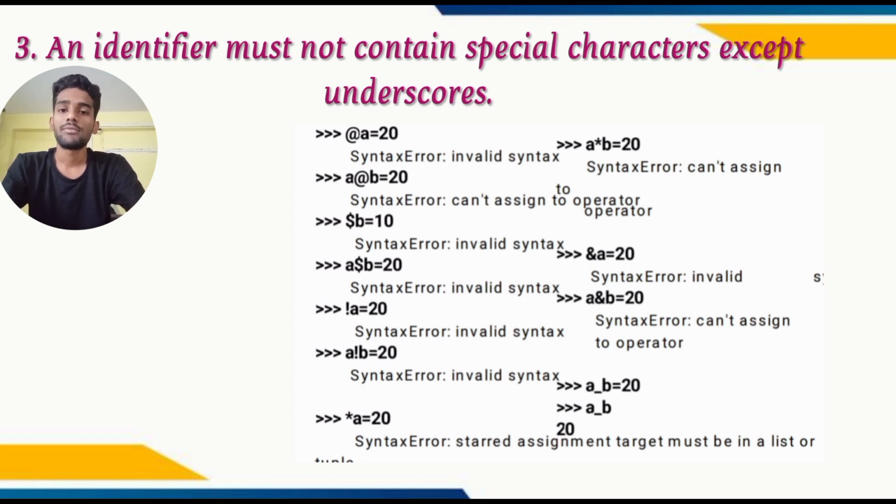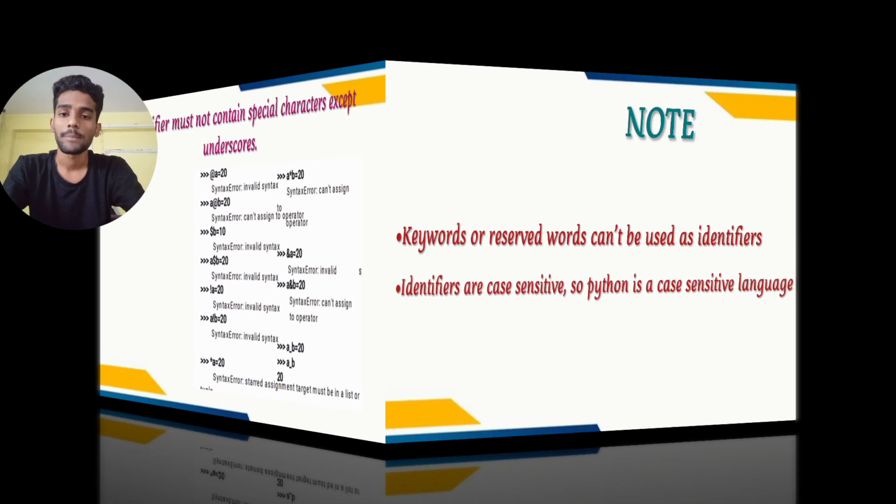Let's look at a few syntax errors in identifiers or variables. Here we see that @a equal to 20 fails, as an identifier must not contain special characters except underscore. Here it shows invalid syntax. And a star b equal to 20 shows the syntax error, can't assign the value. Next comes a @ b. It shows the syntax error, can't assign operator.